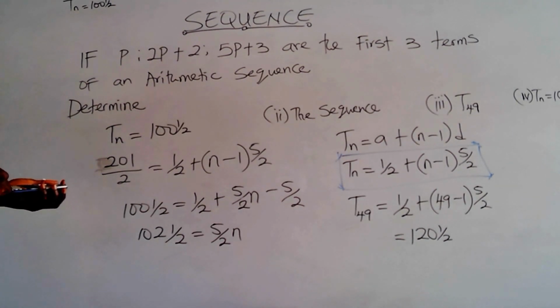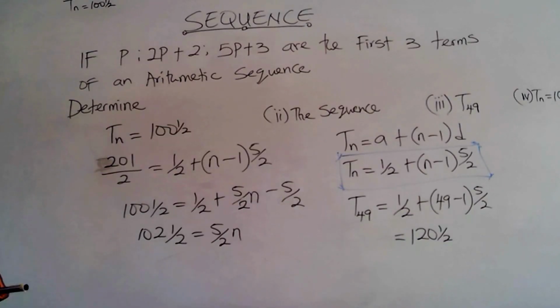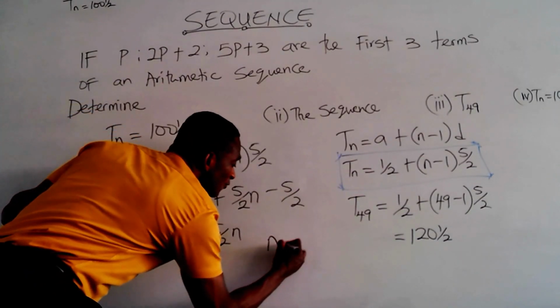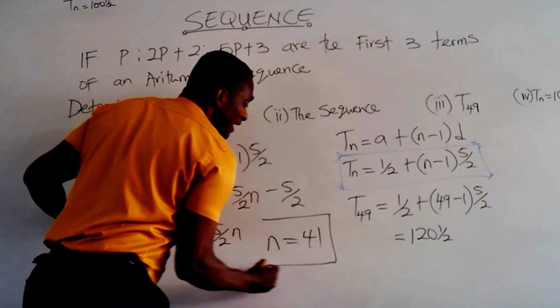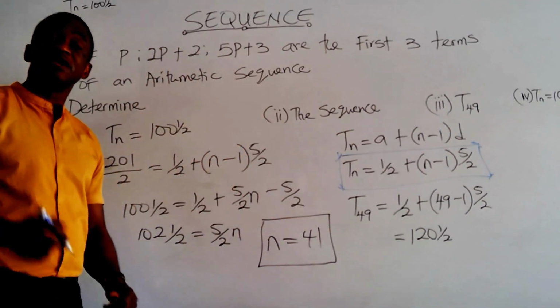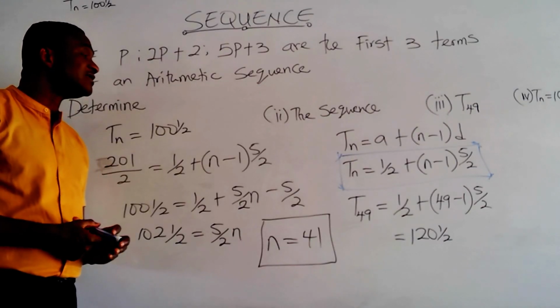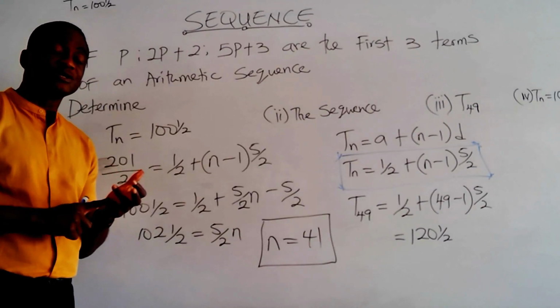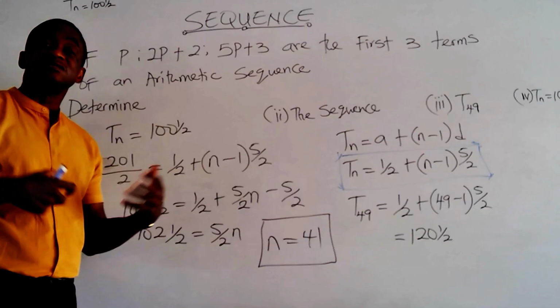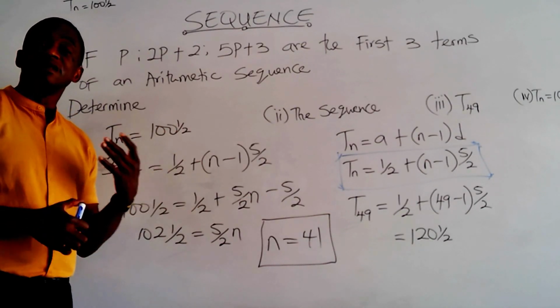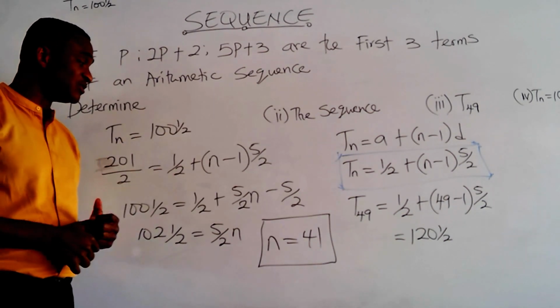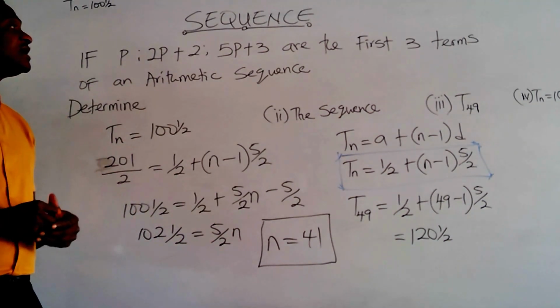So we have 102 divided by 5 over 2, so n is equal to 41. Remember, your n must be a positive integer before you know that you've done the right thing. n cannot be a fraction, and it cannot be a negative value. It's like the number of people or the number of cars. Those things cannot be negative, fractions or decimals. So n in this case is 41.